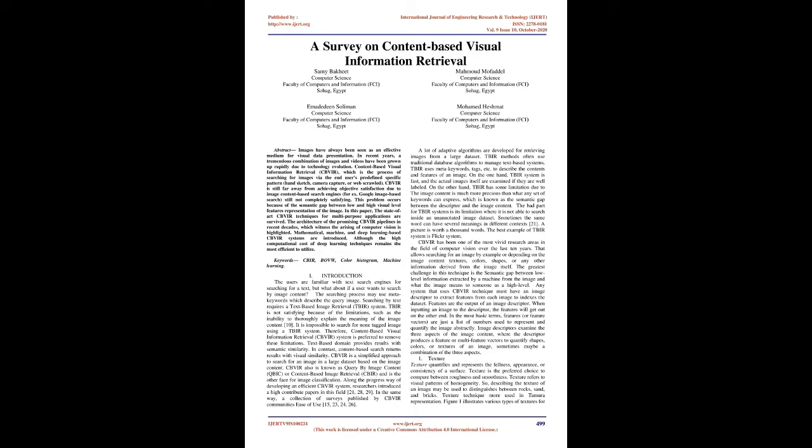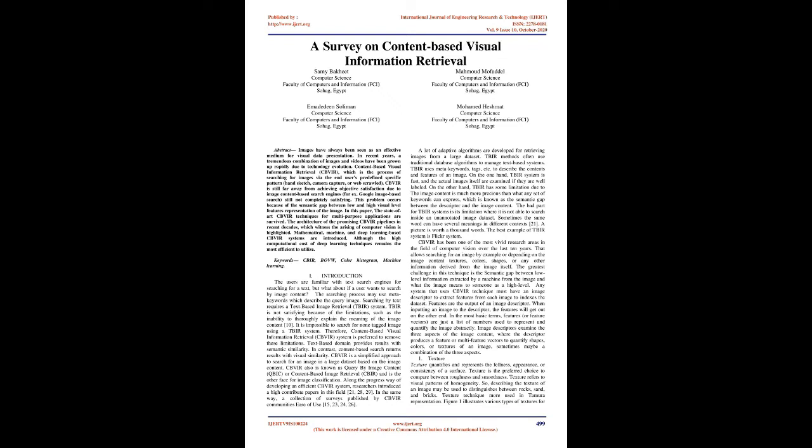The architecture of the promising CBVIR pipelines in recent decades, which witnessed the rising of computer vision, is highlighted. Mathematical, machine, and deep learning-based CBVIR systems are introduced. Although the computational cost of deep learning techniques is high, they remain the most efficient to utilize. Keywords: CBIR, BOVW, color histogram, machine learning.